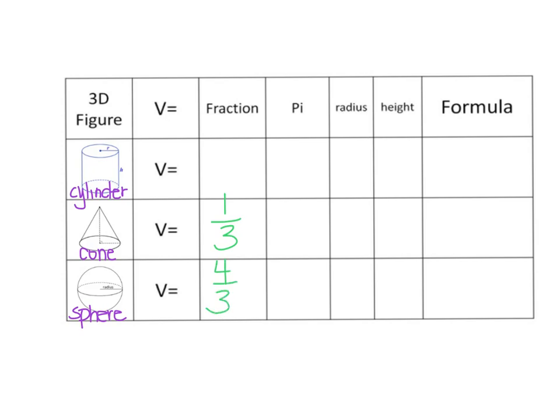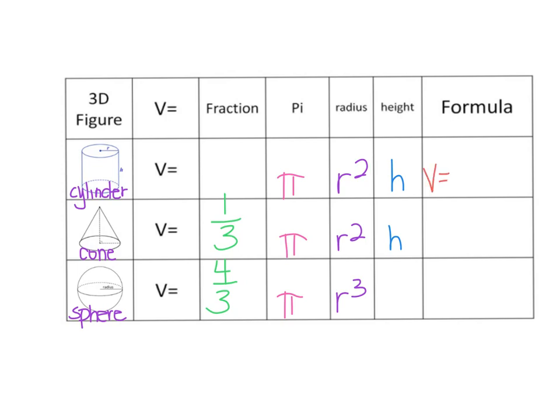Now they all have pi in their formula. They also all have radius. However, the cylinder and the cone have a radius squared, and the sphere has a radius cubed. Now for the height, only the cylinder and the cone have a height. The sphere does not. Now let's put our formulas together.